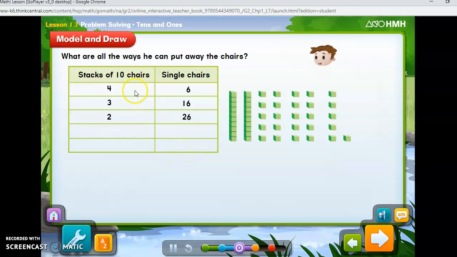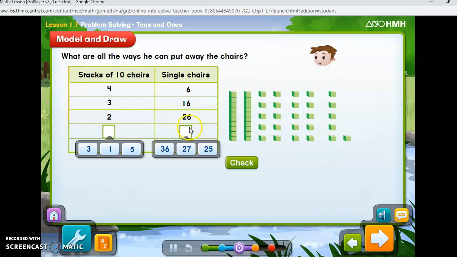What patterns do you see? As the number of stacks of chairs decreases by 1, the number of single chairs increases by 10. Use the pattern to show another way Mr. Winter can put away the chairs. Select your answers and then click check.